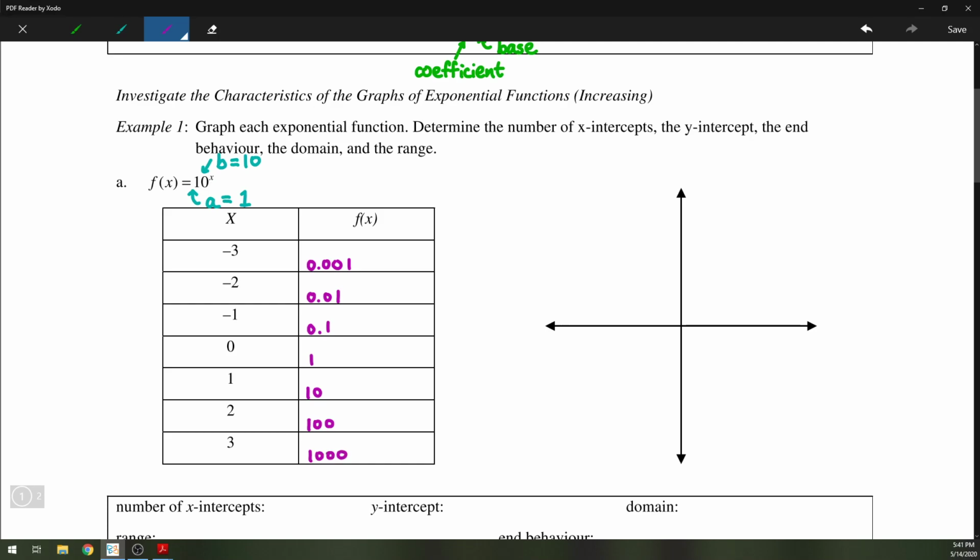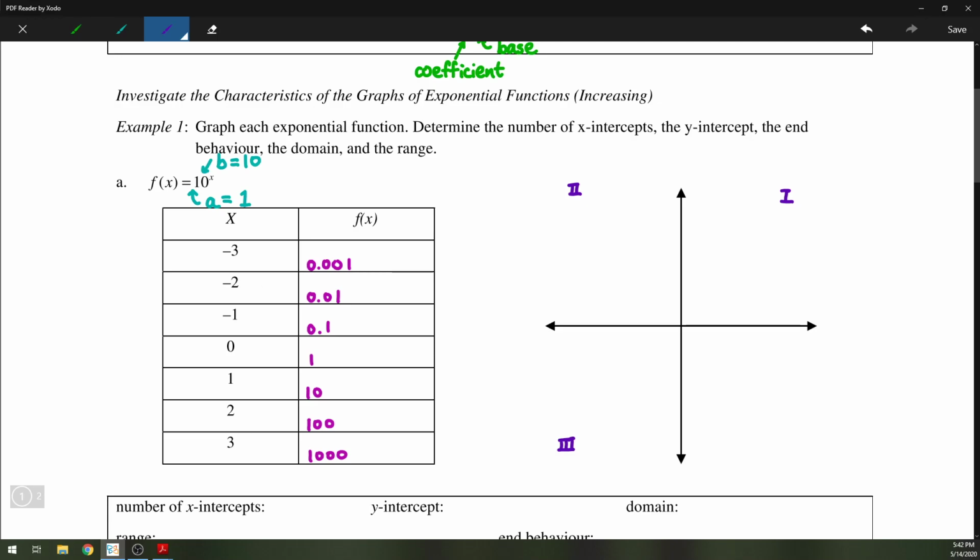So you can see as we move left to right and we increase the value of x by 1, we multiply the value by 10. Okay, so if we were to go ahead and draw this graph, I'm going to go ahead and label this graph to the right here with the quadrants 1, 2, 3, 4. Just a quick reminder of that.